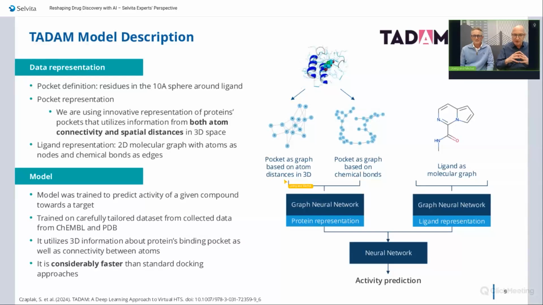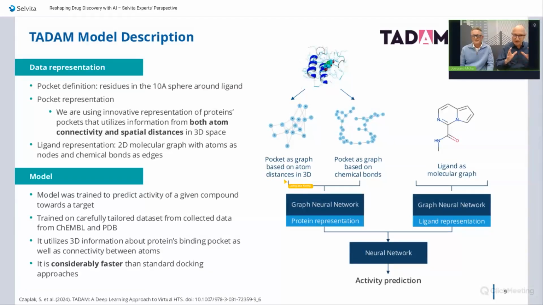We trained this model architecture, a graph neural network with attention, on a large data set that we collected from ChEMBL and PDB. It's about 900,000 ligand protein complexes that we put in the training of this network. And right now, we have a quite fast tool, and we can screen about 50 million compounds per hour.